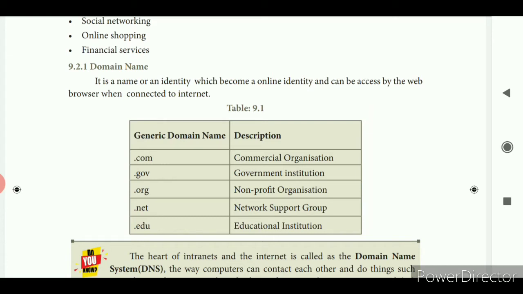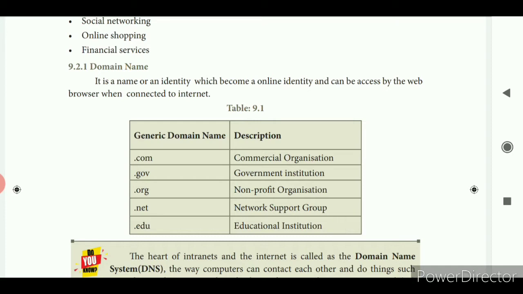You know the web ID is www.google.com. That .com is called a domain name. The last three letters, that .com, have a specific meaning. Each and every .com, .in, .gov, .edu, those letters have a specific meaning.